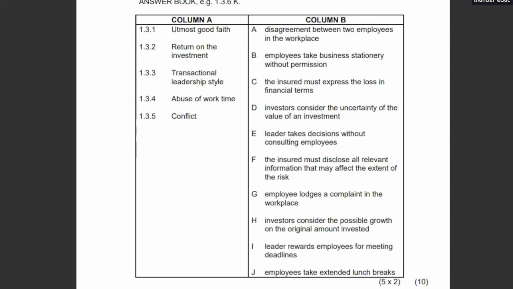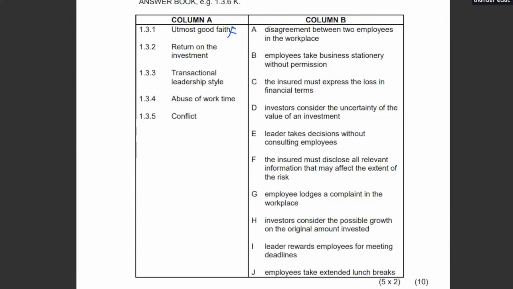1.3.1, our answer for 1.3.1, we have what? Let's check the options that are given. The options that are given, we have F. Good. So now let's move on to the second concept.